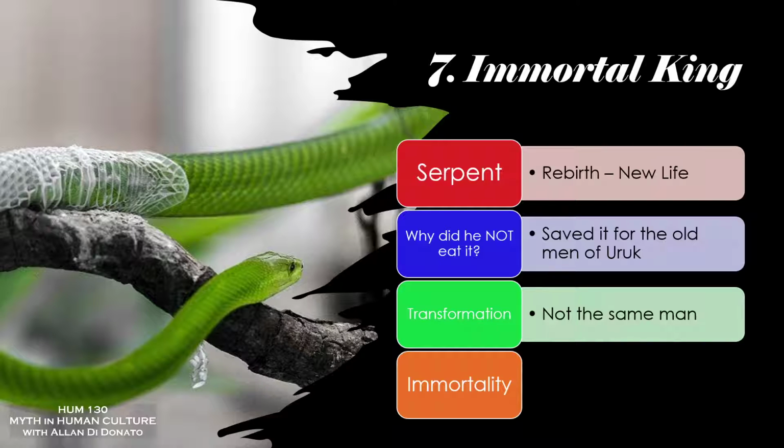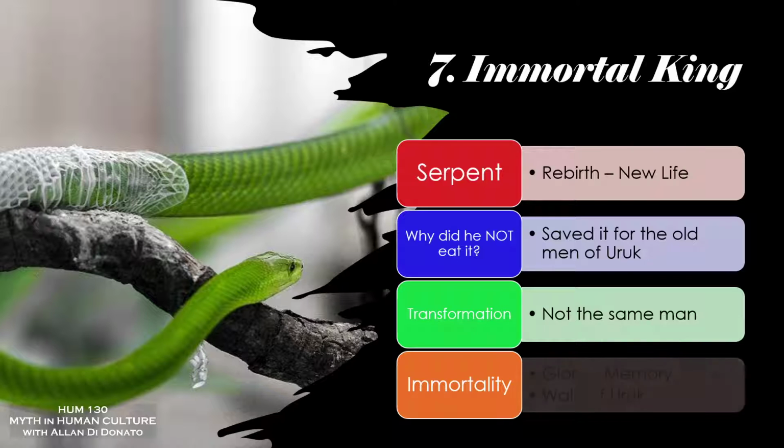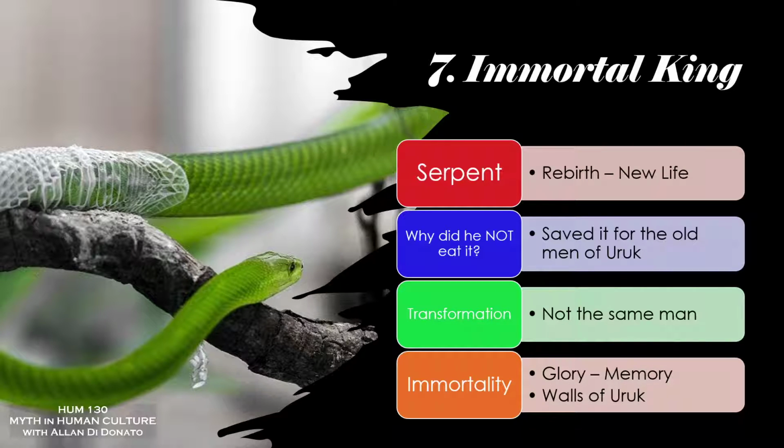If he was the man he was in the beginning of the story, when he died, the people of Uruk would wipe his memory from existence. They wouldn't tell stories about him. They would not allow him to live on in glory and in fame and in reputation. But because he's a different man, because he's the type of king that they could admire, now they're going to tell his story. Now he's going to attain glory, memory.